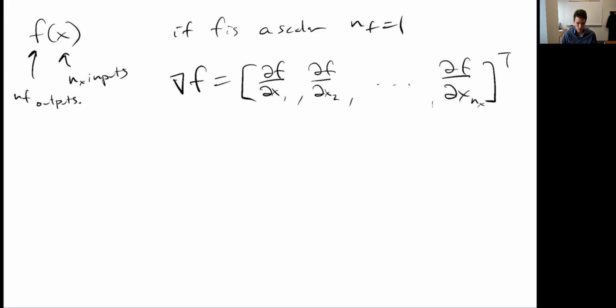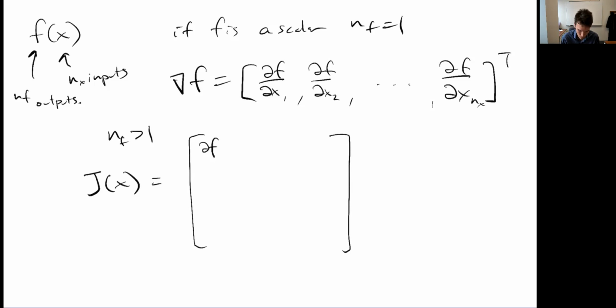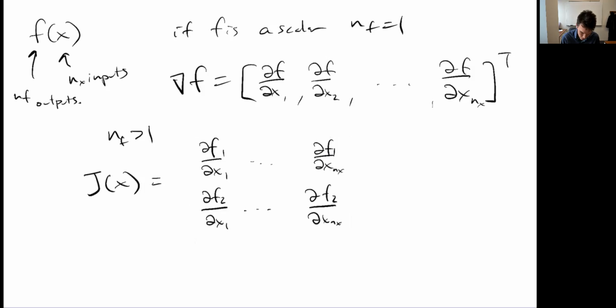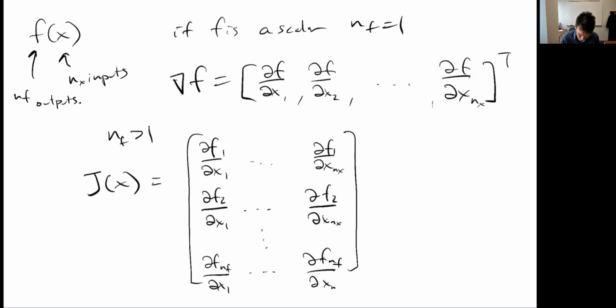But in the general case, f is not a scalar. So if nf is greater than 1, then we have what's called the Jacobian, right? The Jacobian of x, and it is a matrix. It's a matrix like this, where this is the partial of f1 with respect to x1 all the way to the partial of f1 with respect to nx. So this row, for example, is the gradient of just f1, but then I've got f2, right? With respect to x1, all the way f2 with respect to nx, and I'm going to make this a little bigger. Go down to fnf with respect to x1 to fnf with respect to xnx.